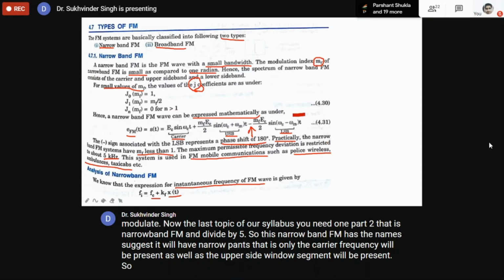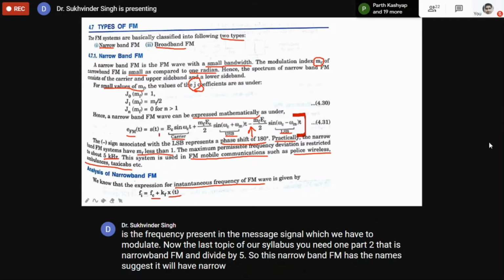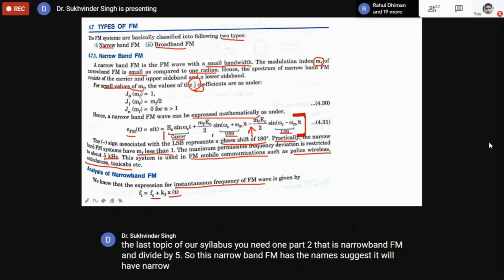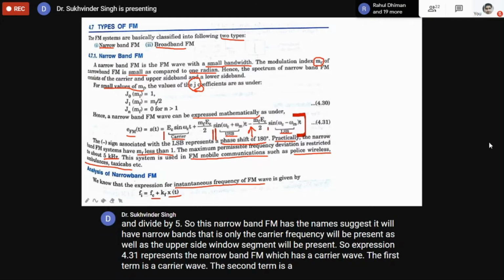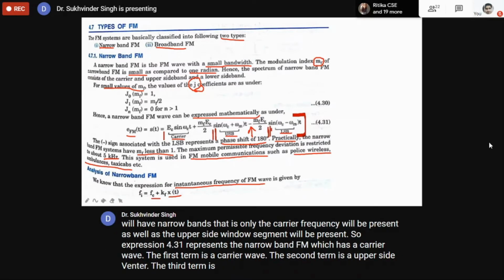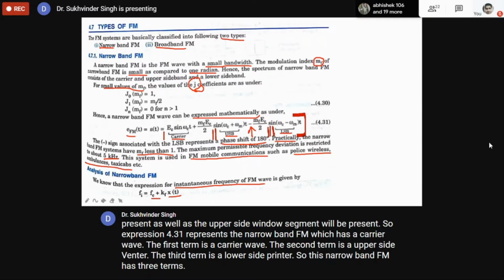So expression 4.31 represents the narrowband FM, which has a carrier wave. The first term is a carrier wave. The second term is an upper sideband term. The third term is a lower sideband term. So this narrowband FM has three terms. First carrier, second upper sideband, then lower sideband.